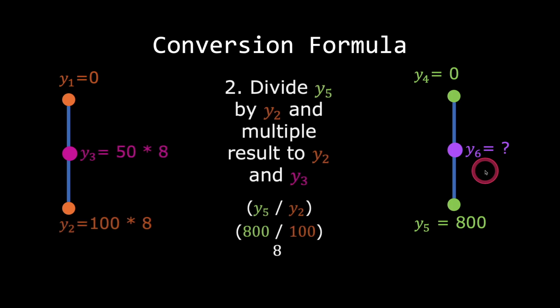And to do that, all we have to do is expand our old range until it equals our new range. And so think of multiplication as growing or shrinking our numbers. So in this case, all we have to do is divide y5 by y2. In this case, 800 divided by 100 gives us 8. And then we take that 8 value and multiply it to every value in our old range. So 0 times 8 is 0. 50 times 8 will be 400. And 100 times 8 equals 800.